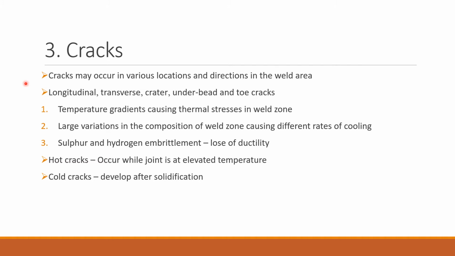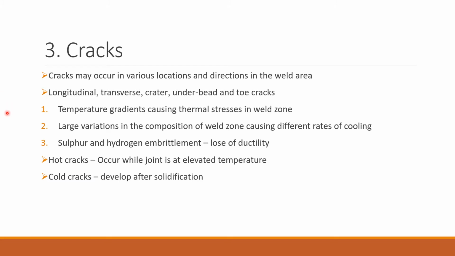Now the second one is large variations in the composition of the alloy in the weld zone. We have seen earlier that the weld zone consists of the base metal, the filler metal, the slags, etc. And if this total composition is not uniformly distributed, then there will be local variations in the composition, and this could result in different cooling rates at different locations. So in some parts of the weld zone the temperature may be higher compared to other parts, and this difference in cooling rate could lead to thermal stresses again, and finally some cracks may develop.